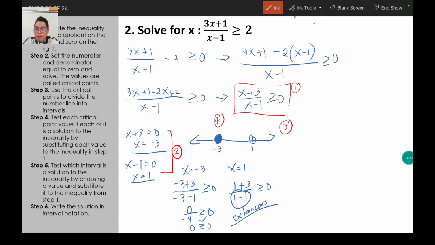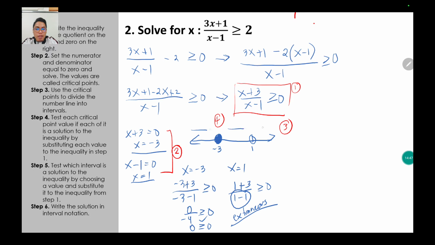Next, step number 5. Test each interval. Test which interval is a solution to the inequality by choosing a value. So, meron ulit tayong tatlong interval. Dito, dito, and dito. So, -3 down. So, we choose x = -4. Test muna natin yung part na yan. X = -4. So we use equation number 1, (-4 + 3) over (-4 - 1) greater than or equal to 0.